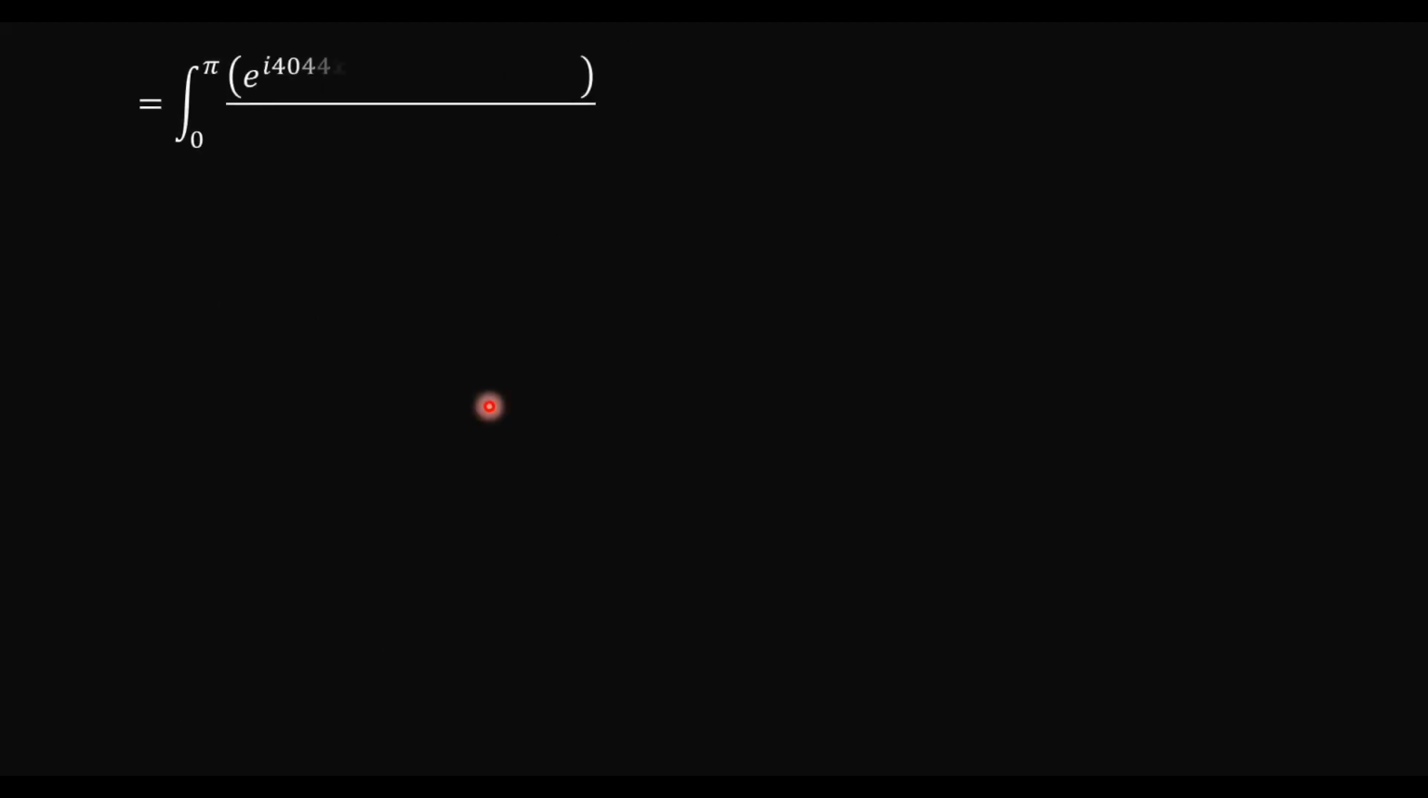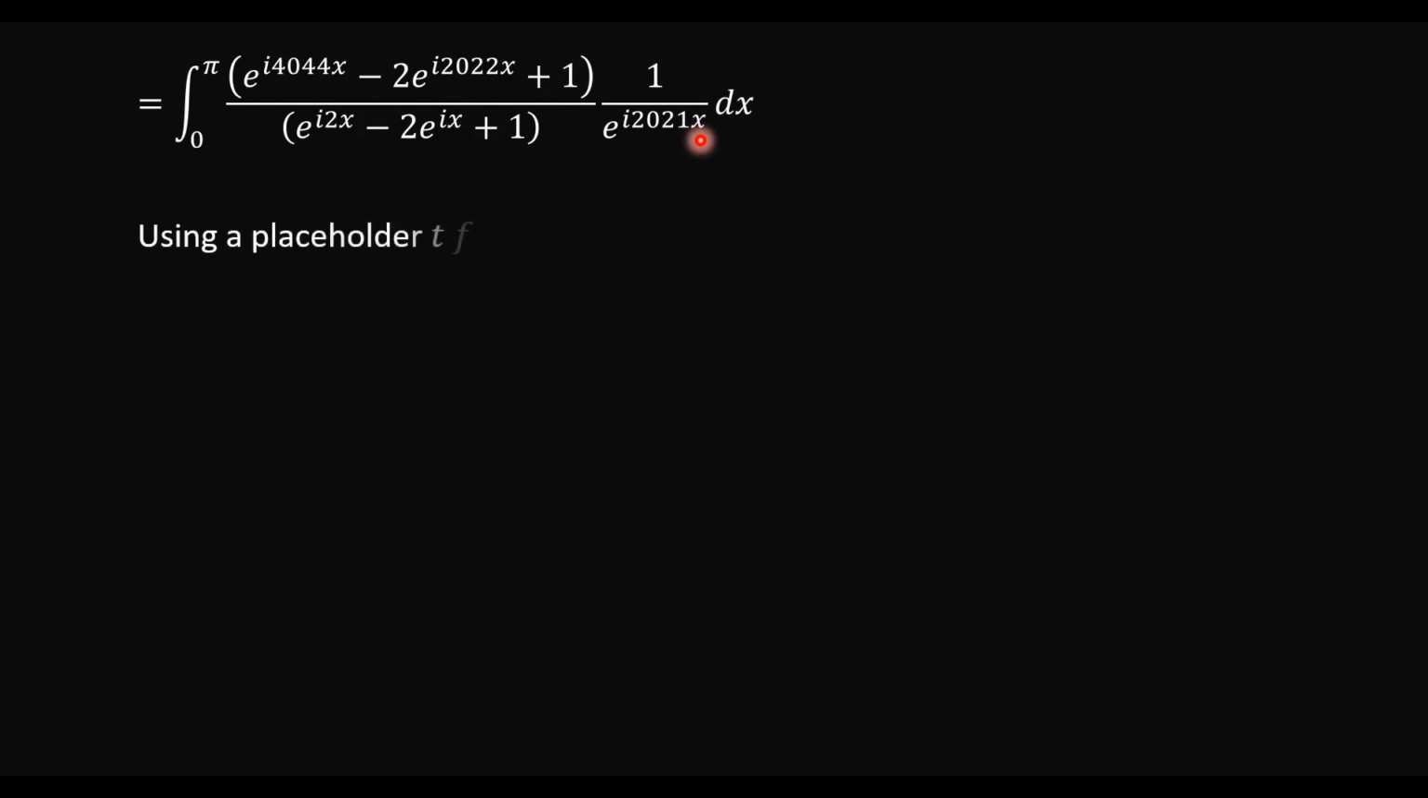Continuing on with the problem, we do have what seems like a polynomial in the numerator and the denominator, where we've decided to simplify the second part into 1 over e to the power i2021x. Now, just having the e to the power i term, that's a little bit complicated.